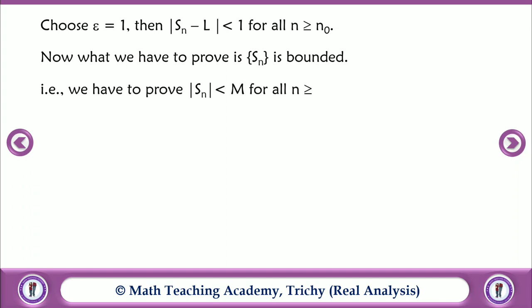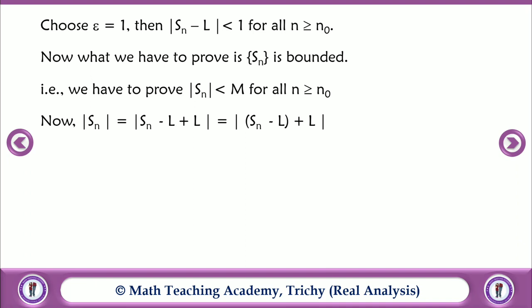That is, we have to prove mod Sn is less than m for all n greater than or equal to n0. This is the condition to check whether the given sequence Sn is bounded or not. If mod Sn is less than m, then we can say that Sn is bounded. So here we have to prove mod Sn less than m for all n greater than or equal to n0. Now mod Sn can be written as mod of Sn minus L plus L. Here what we have done is add and subtract capital L.